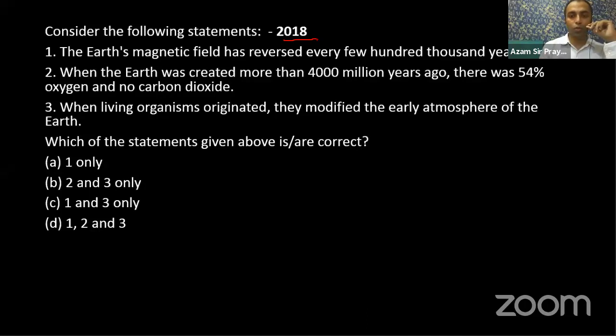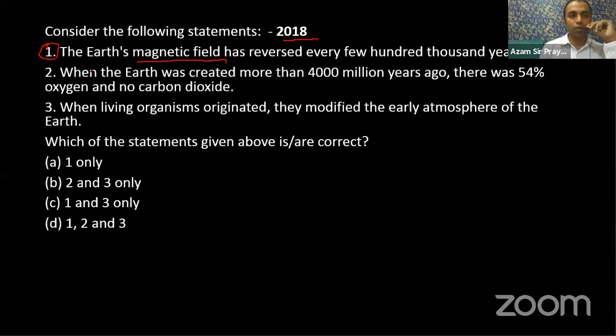So recent question ko zarur karna chahiye, okay? First statement: the earth's magnetic field has reversed every few 100,000 years. To bhai ye to pata hi nahi hai, okay? Actually maine sikhaya nahi hai, but I'm going to teach you all the magnetic field of the earth, okay? So in this chapter itself, I'm going to teach. The second statement says, first of all, okay, one wala, I don't know.